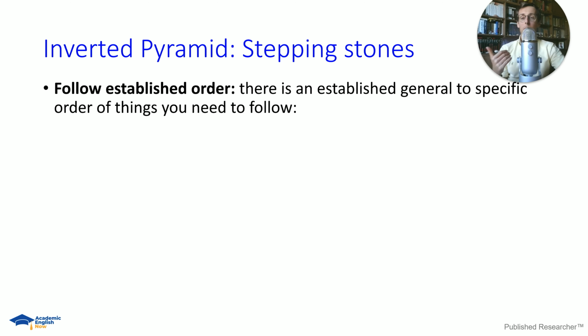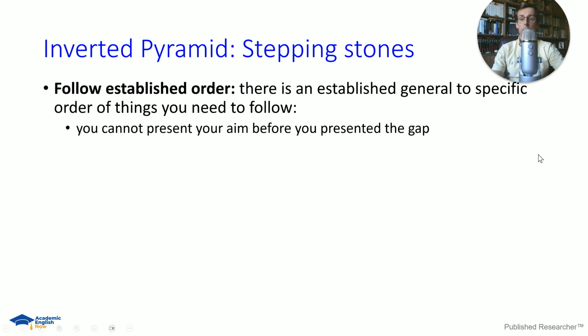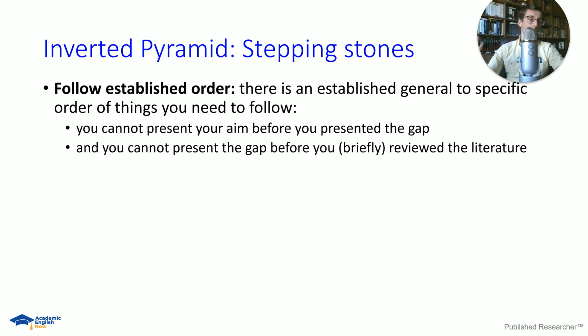So to give you an example from the introduction of a paper or a thesis, typically what we do, we cannot present your aim before you present the gap, because the gap is more general than the aim. The gap is a stepping stone to the aim. And you cannot present the gap before you review the literature, because the literature is a stepping stone to the aim.